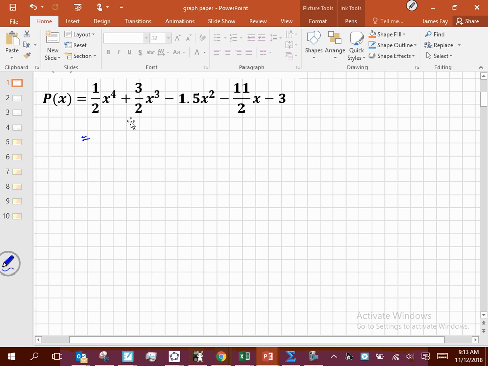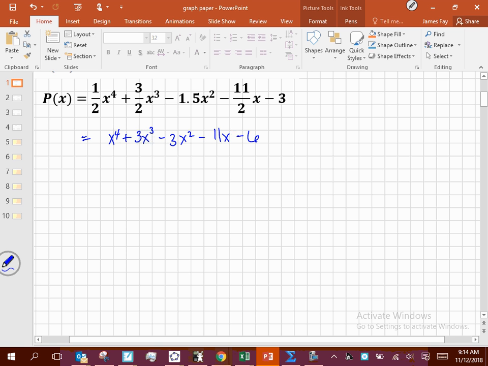Now think about this. Multiply everything by 2 gives me x to the 4th plus 3x cubed minus 3x squared minus 11x minus 6, right? Did that change the function? Is that blue function doing something differently than the first one? It has the same zeros. That's something to think about. It will have the same zeros, but does it have the same y-intercept? No, it has different y-intercepts. So does that tell me that it's a different function? Okay, I don't want to do that.